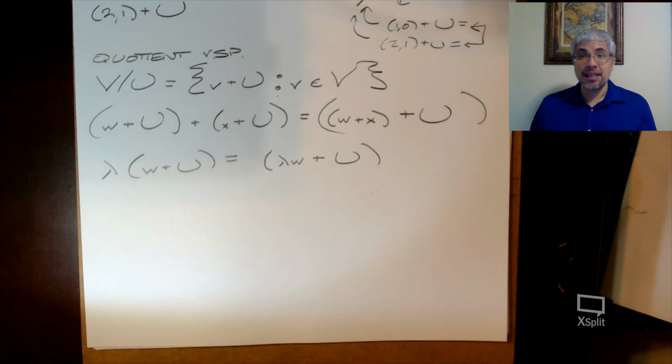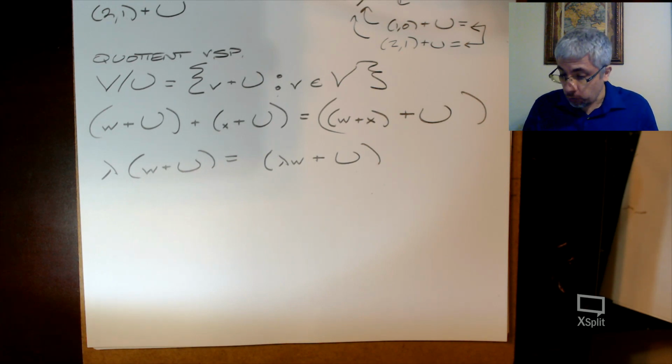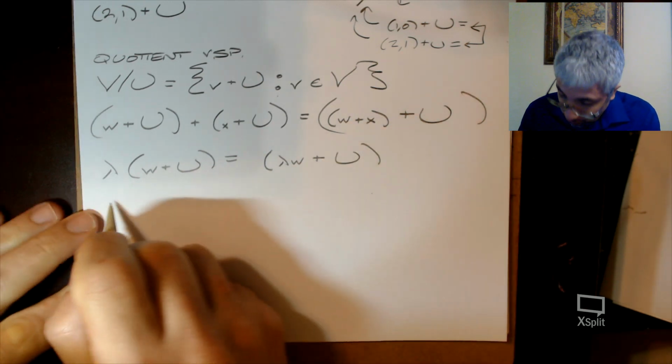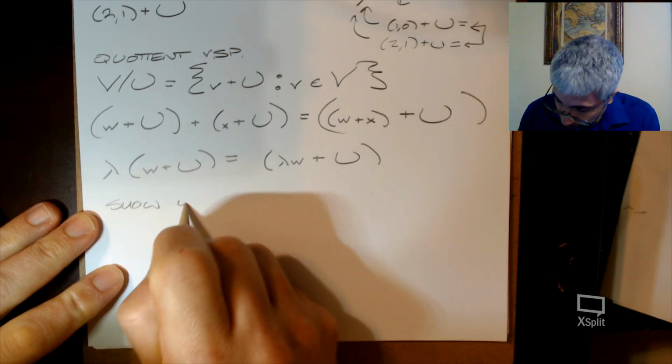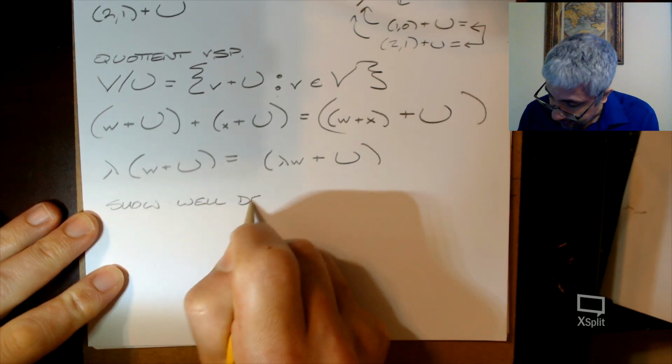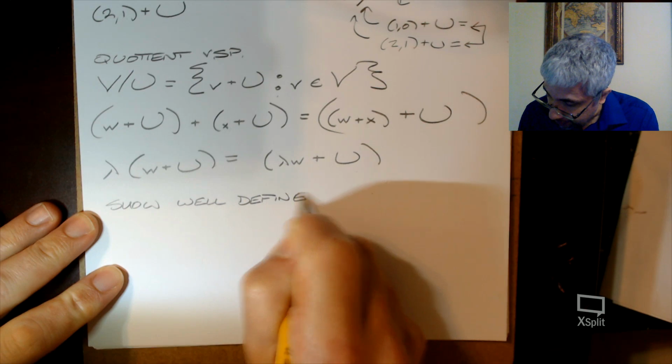As long as I'm adding the same thing, I should get the same thing out. So that's called being well defined. And what we need to do is show these are well defined. So let's try that in the next video.